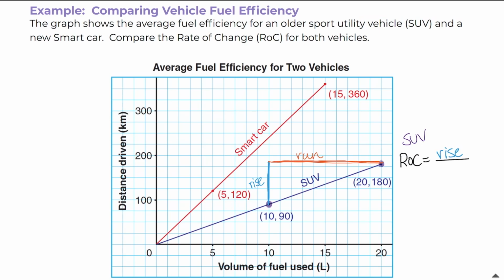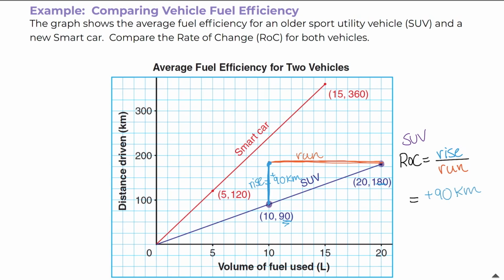It's the rise over the run. Let's figure out how much the rise is. Well, this right here we know is at 90. We can see here it's at 90, okay? And this right here went up to 180. So from 90 to 180, this went up by 90 kilometers. And because it went up, it is a positive 90. So here we'll say plus 90 kilometers.